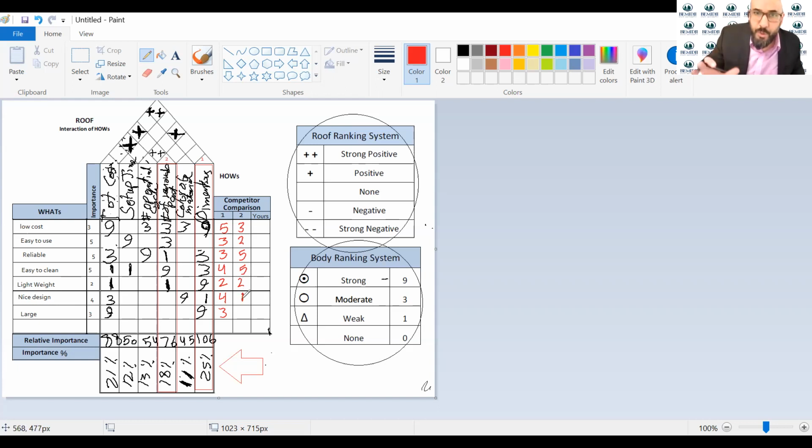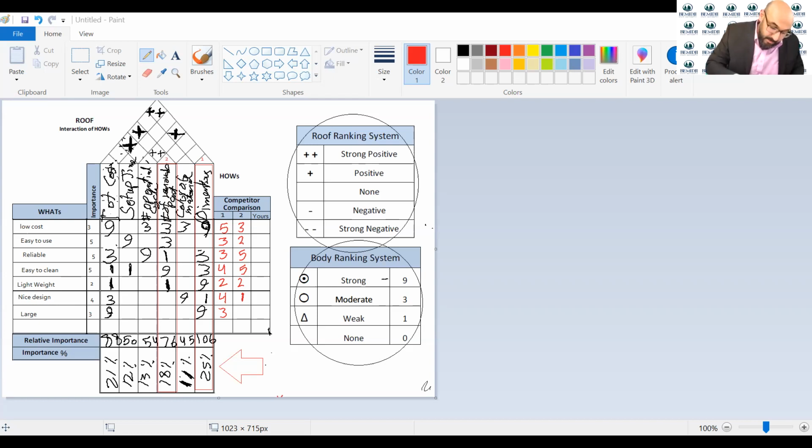And this is not your personal opinion, that's the team, the team that you need to discuss with. Large would be, yes, important, and they are offering a very large microwave. So yes, that would be a five here. That would be a five that we could do for that competitor.